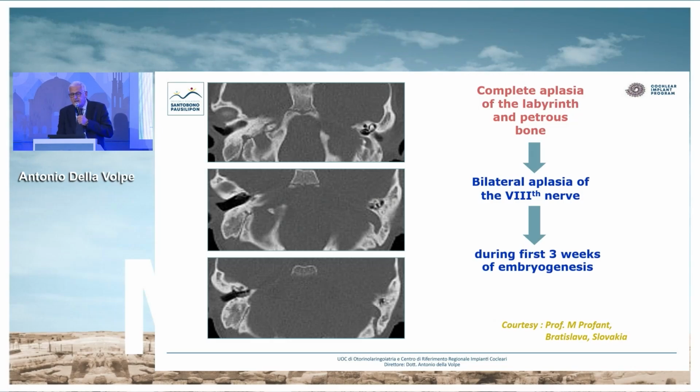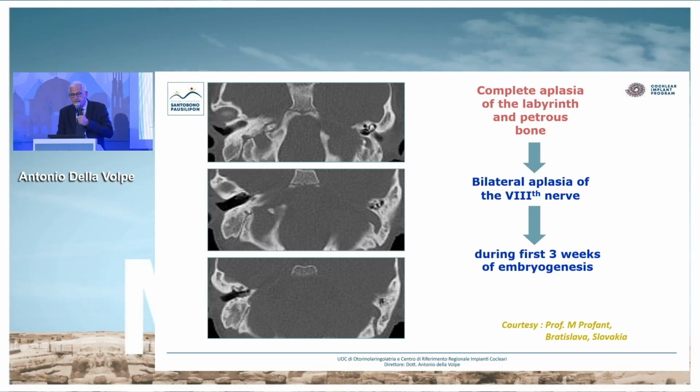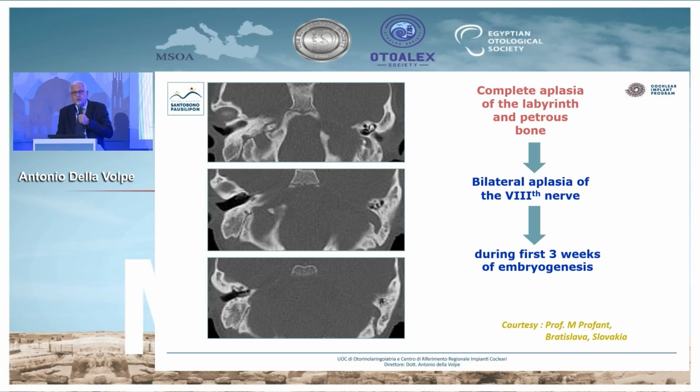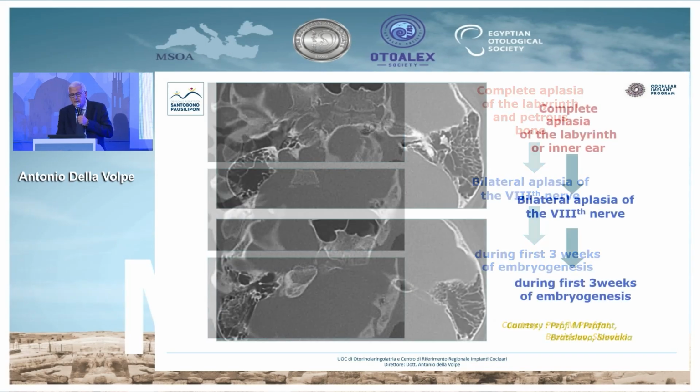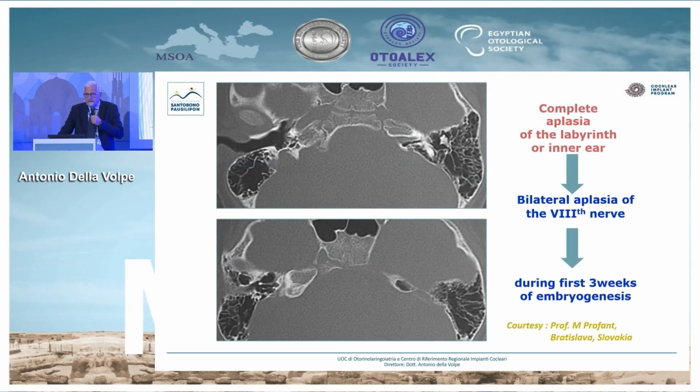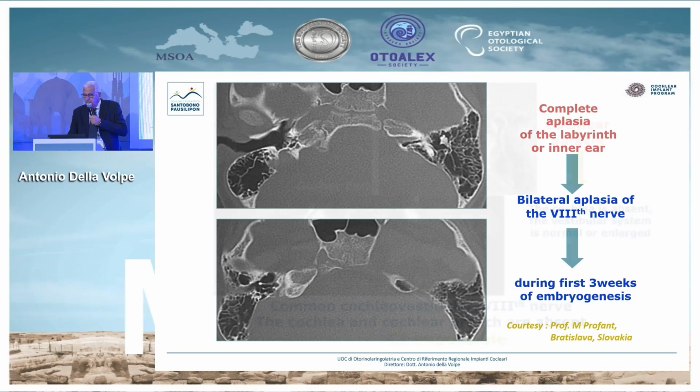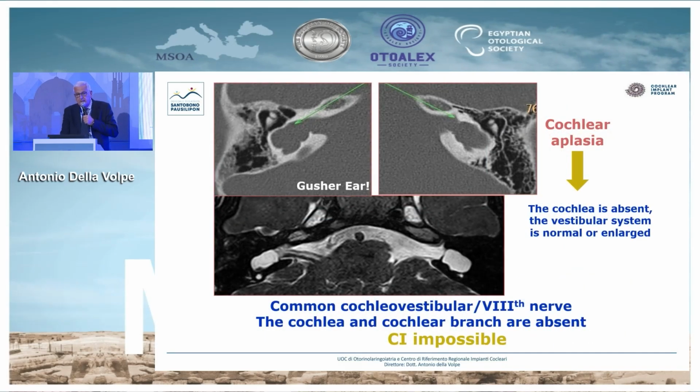So in complete aplasia of the labyrinth, of course, in this case you could also have a bilateral aplasia of the nerve. This is the only case in which you can't have cochlear implantation. It is an absolute contraindication, and the only possibility in that case is the ABI. The same in cochlear aplasia: this is also an absolute contraindication. The cochlear implant is impossible, and the only solution, also in this case, is the ABI.